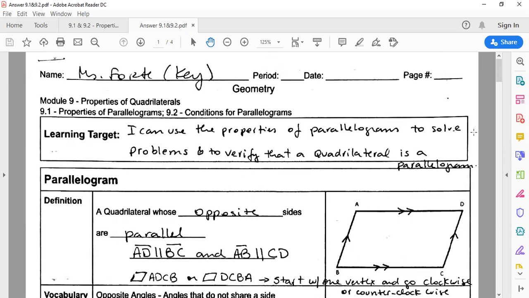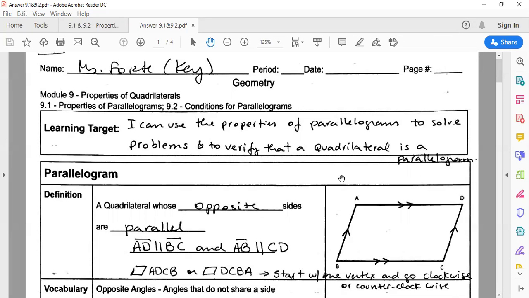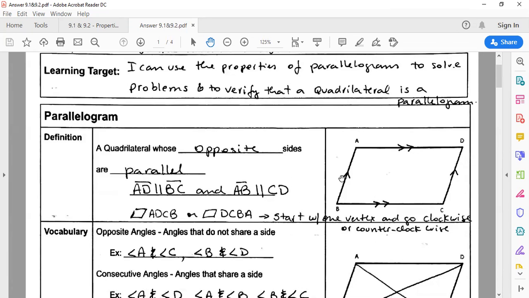All right, guys, let's take a look at 9.1 and 9.2, our new module, module 9 on properties of quadrilaterals. So 9.1 and 9.2 talks about properties and then the conditions for showing that a quadrilateral is a parallelogram, okay? So for the learning target, I can use the properties of parallelograms to solve problems and to verify that a quadrilateral is a parallelogram.